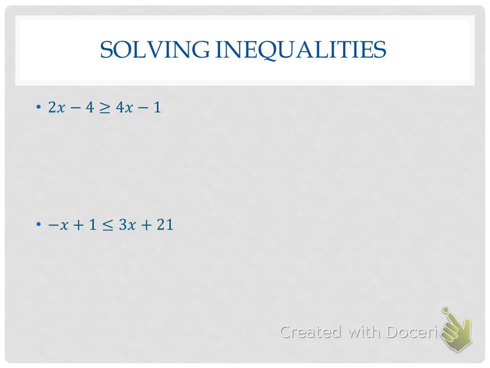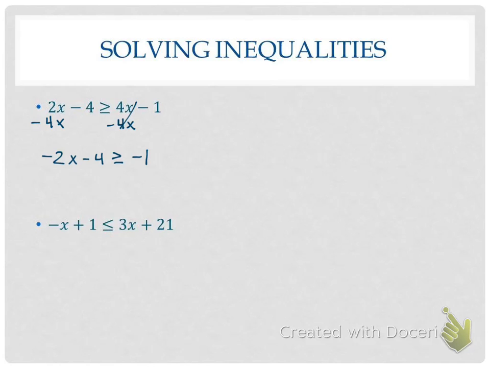So if I want my variables to be on the left-hand side, Jasmine, what should I do? Add 4x. Is 4x positive or negative? I mean, subtract. Very good. We want to subtract 4x because 4x is a positive, so the opposite of that is a negative. 2x minus 4x is negative 2x minus 4 is greater than or equal to -1.